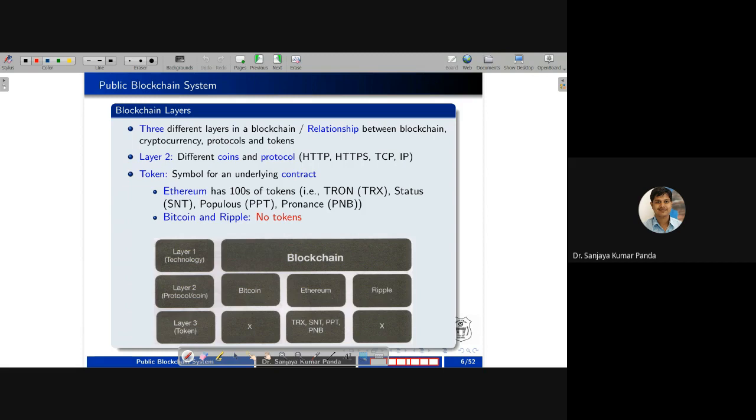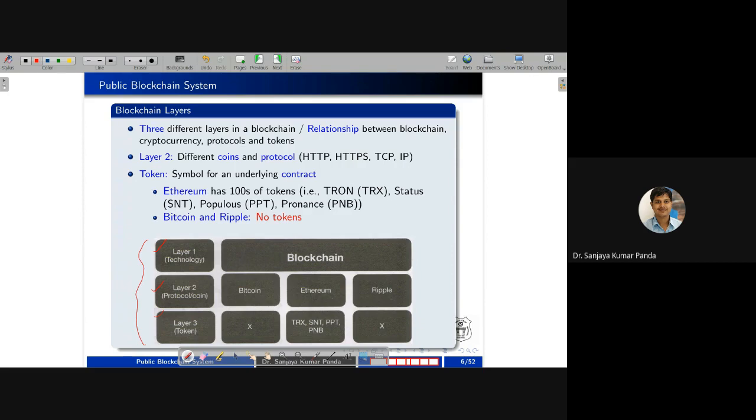So you can see in layer 1, you have technology. The technology is our blockchain. Layer 2 consists of some protocol, or we can say coin. The third layer is called token. So ultimately, this layering is giving us the relationship between blockchain, that is technology, protocol and coin. Coin is nothing but your cryptocurrency, and token. The relationship of these things you can see in the blockchain layers.